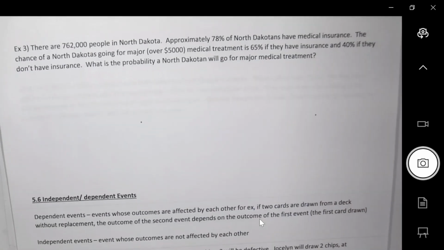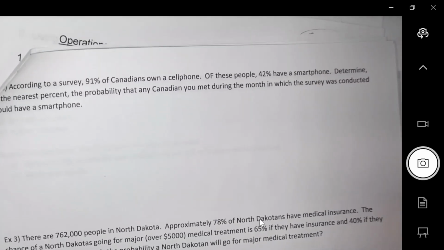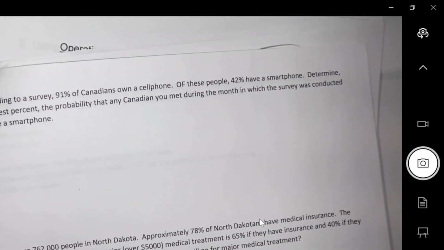Okay, according to a survey, 91% of Canadians own a cell phone. Of these people, 42% have a smartphone. Determine to the nearest percent the probability that any Canadian you meet during the month in which the survey was conducted would have a smartphone.